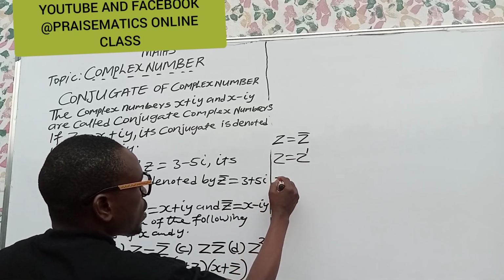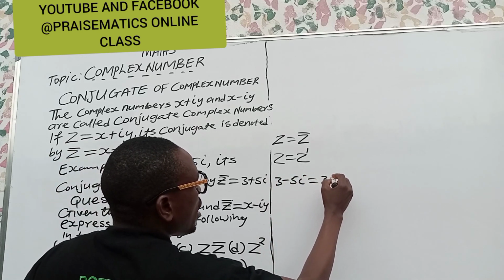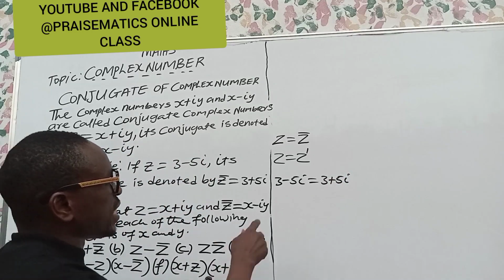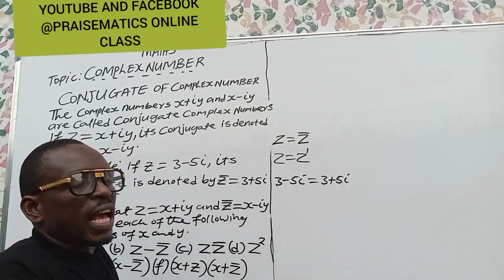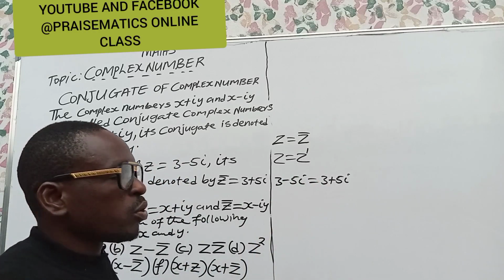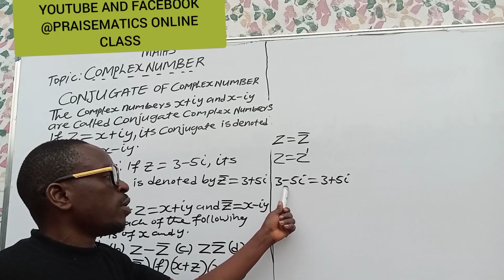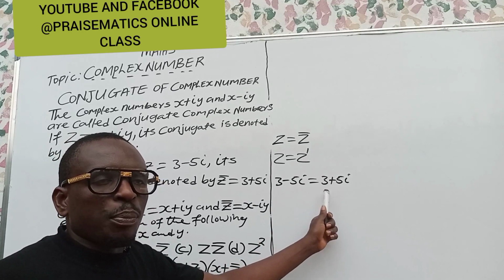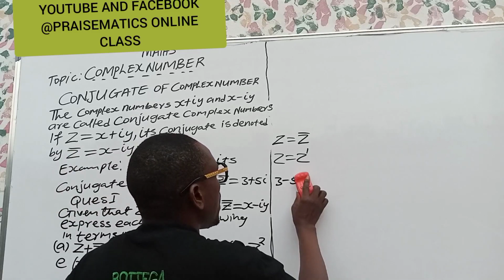So if they give us something like 3 minus 5i, the conjugate will be 3 plus 5i. So the process of changing the negative sign to positive, or changing positive to negative sign, is called the conjugate. The only thing you have to do here is, if the binary operation is negative, you change it to positive. If it is positive, you change it to negative. That is all about the conjugate of a complex number.